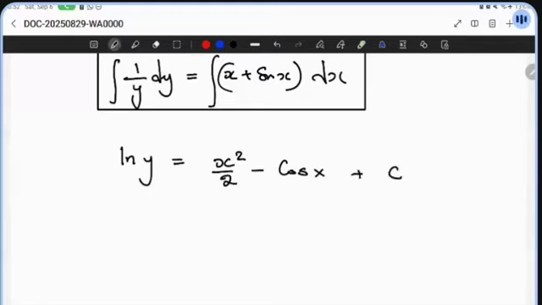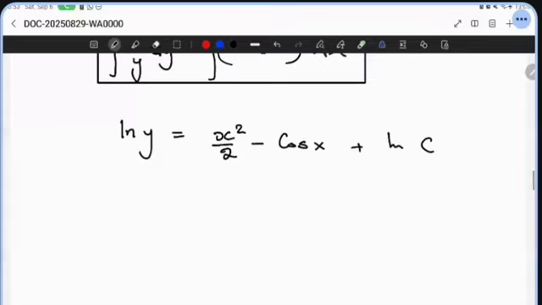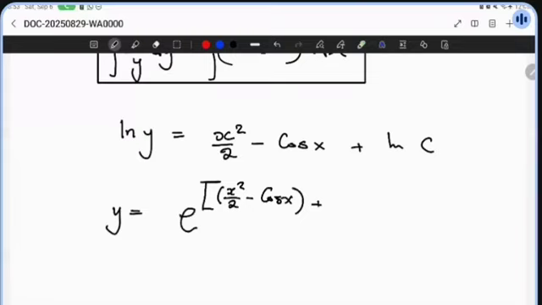Mostly when you have to deal with the ln, you find that you might prefer to have this constant in the form of a ln as well, so that you can say maybe this is a ln c. We'll see such expressions later on. Since you only want y, not ln y, you can get e on either side. So the anti-ln will leave us with just y on the left side. On the right side, we'll have e to the power. The first part will be x squared over 2 minus cos x, then plus ln of c.